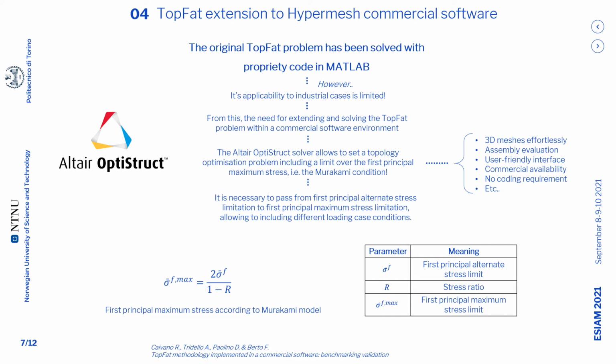This extension brings many positive aspects, such as complex 3D meshes, assembly evaluation, straightforward post-processing, and much more, without any coding procedures. The only required modification with respect to the previous topology optimization setup is that HyperWorks does not admit a constraint on the first principle alternate stress, whereas it does on the first principle maximum stress. For this reason, the Murakami limit is transformed into a limit on the first principle maximum stress, according to the highlighted equation.